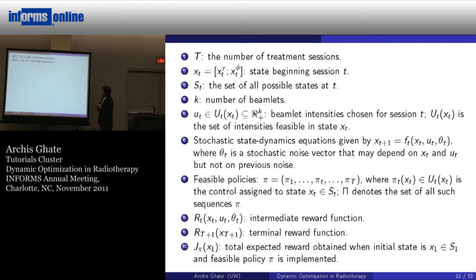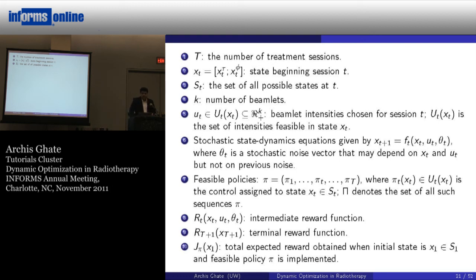to have xt as my state at the beginning of the Tth treatment session. And I think in almost all my formulations, the state will have two major components, xt tau for the tumor information and xt phi for the OAR information. Okay, so it will have those two major components, but you'll see that this will actually be a long vector, and we'll talk about that when we get there.